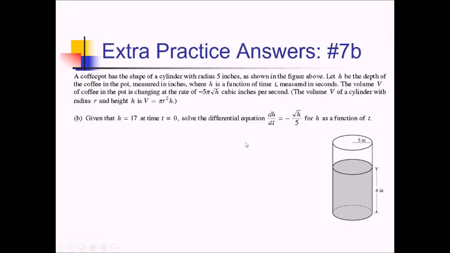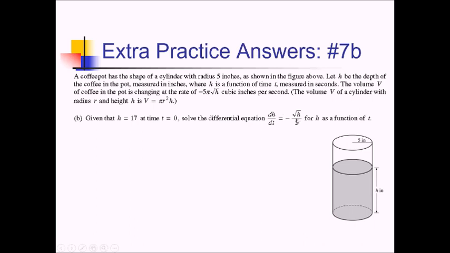For this part of the problem, they want us to solve the differential equation dh over dt equals negative radical h over 5 for h as a function of t. So this is a diff-EQ situation. And there's a little bit more going on here. We have to be careful. Notice that the h, which is the output variable here, is in the differential equation.